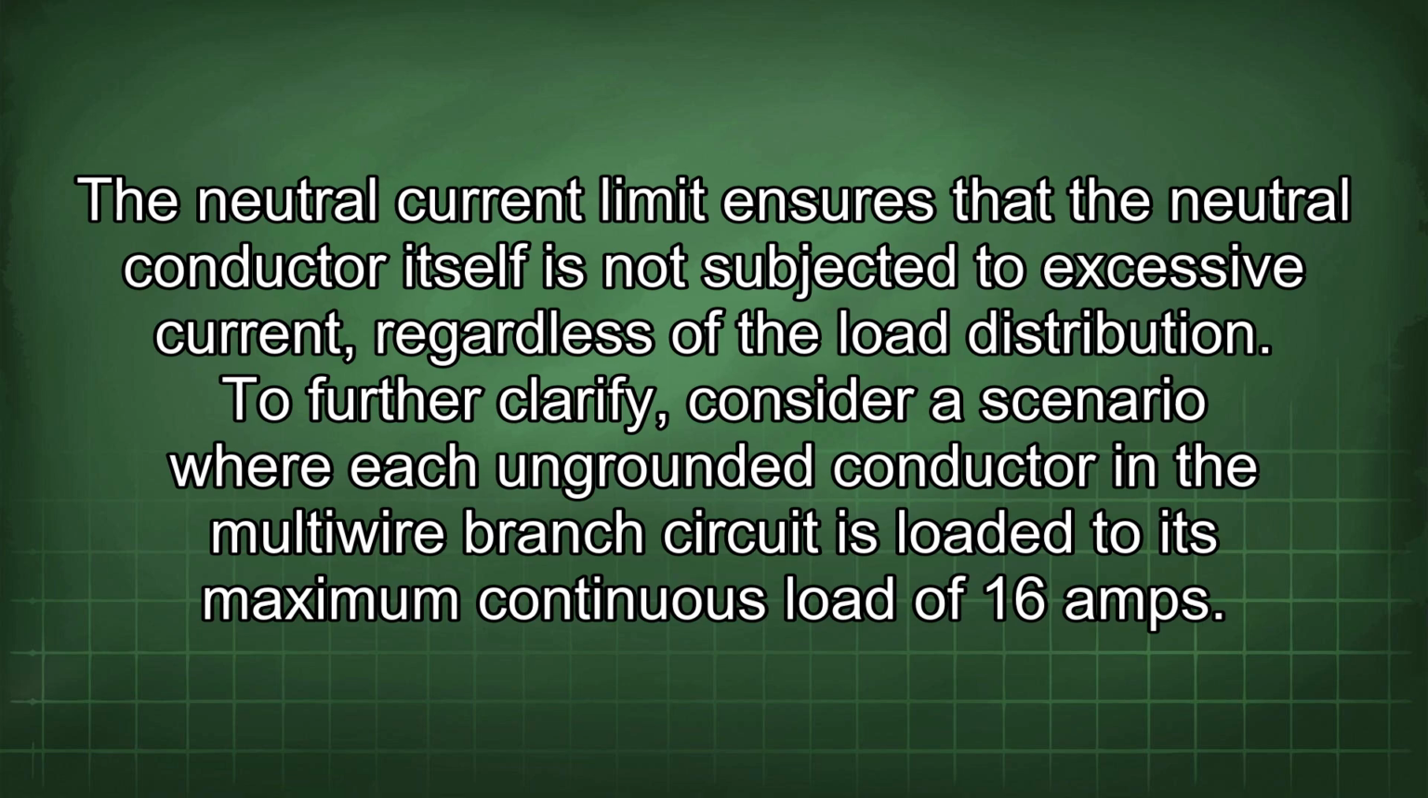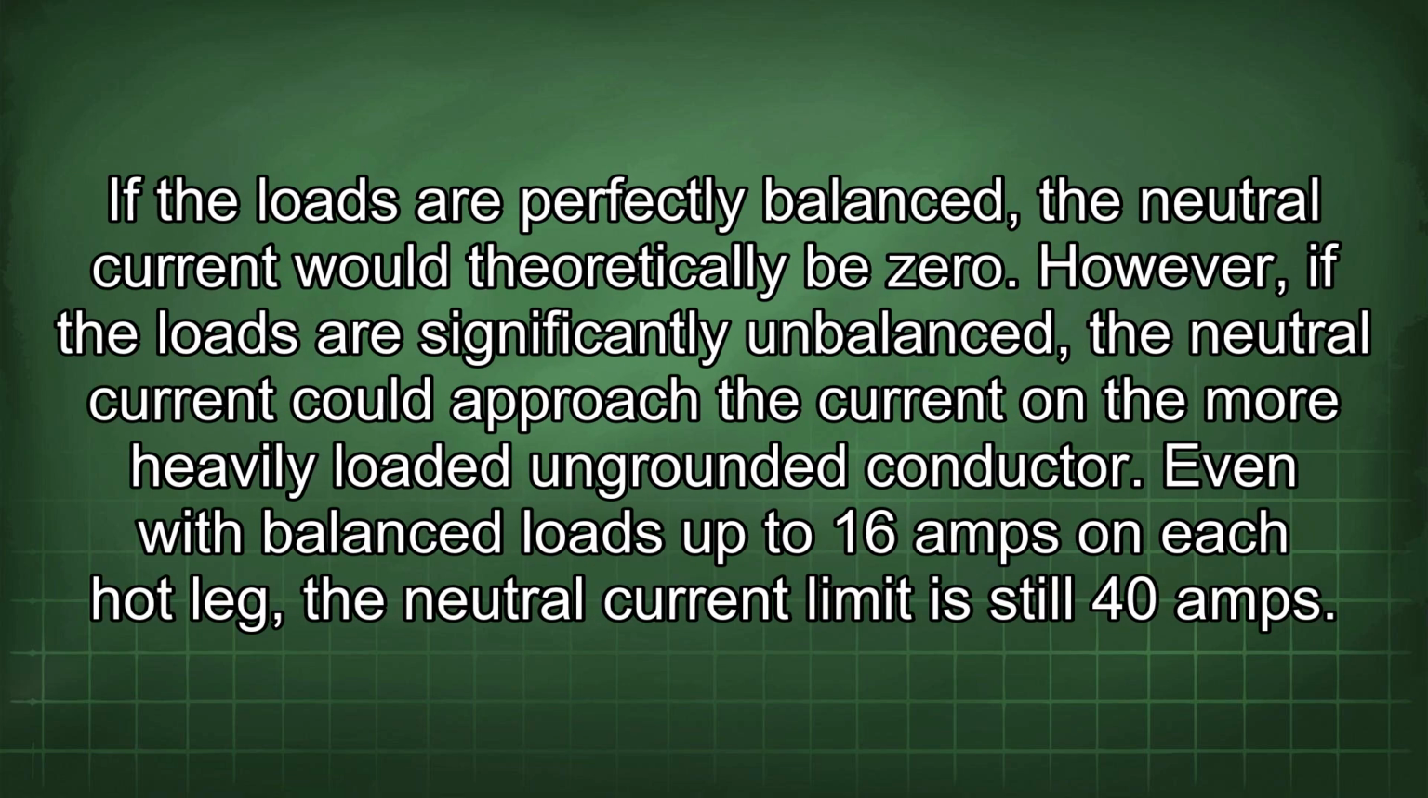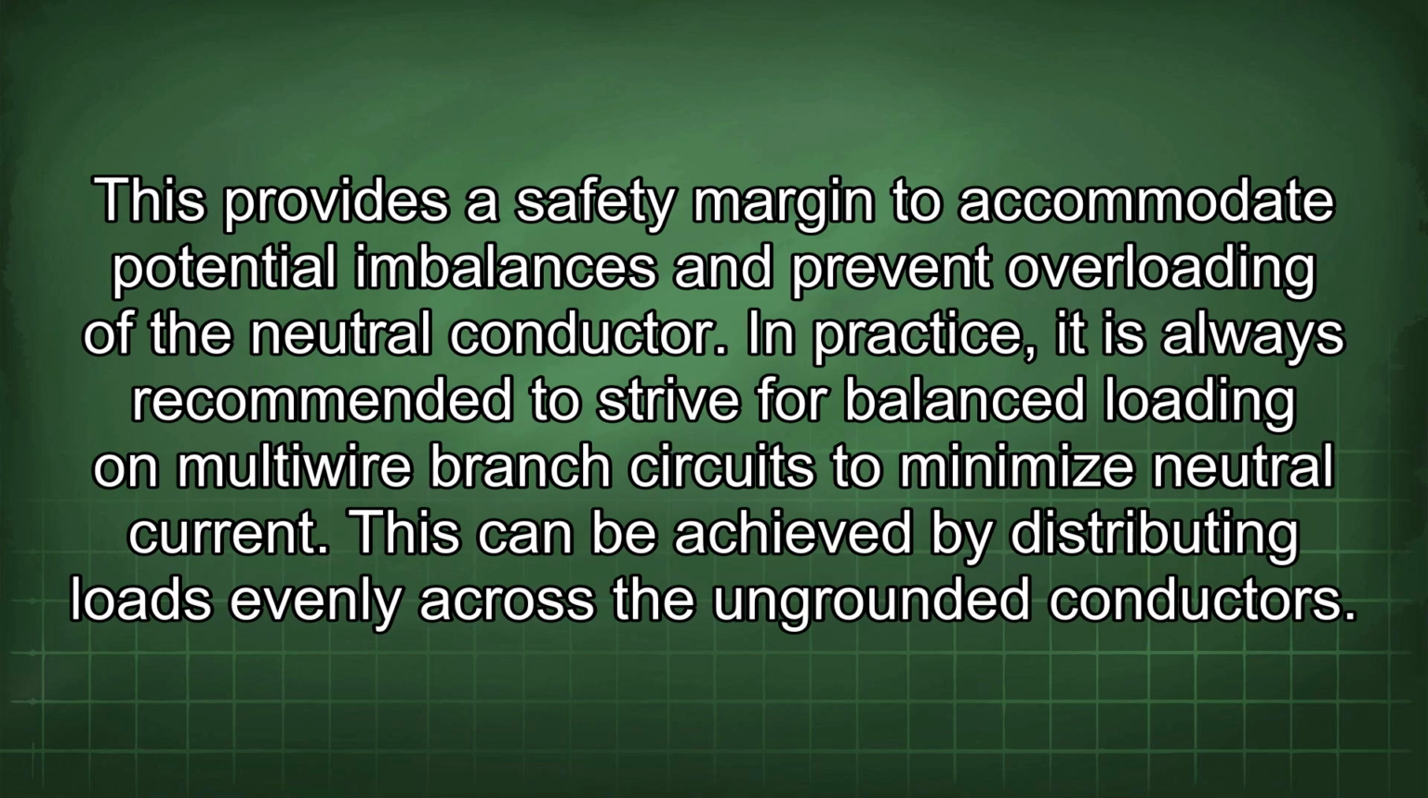To further clarify, consider a scenario where each ungrounded conductor in the multi-wire branch circuit is loaded to its maximum continuous load of 16 amps. If the loads are perfectly balanced, the neutral current would theoretically be zero. However, if the loads are significantly imbalanced, the neutral current could approach the current on the more heavily loaded ungrounded conductor. Even with loads up to 16 amps on each hot leg, the neutral current limit is still 40 amps. This provides a safety margin to accommodate potential imbalances and prevent overloading of the neutral conductor.